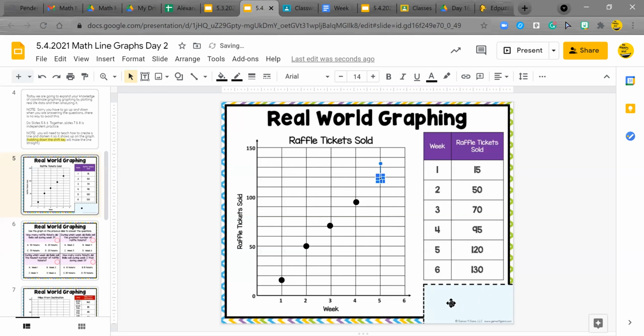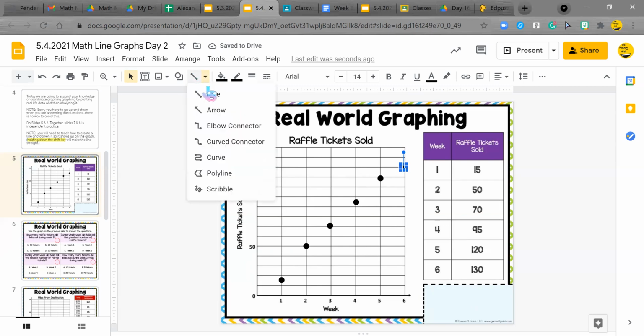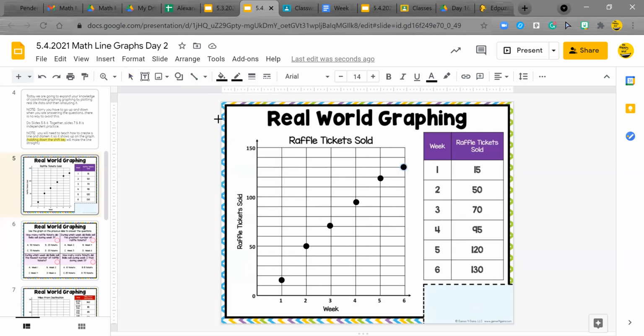Okay, and then 130 for day 6, which is 1 more above. Now that I have that, it is now time to do my lines. Now, I go right here. See this line? I'm going to click on it. I'm going to hit line.